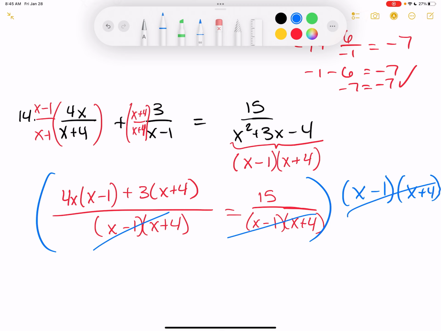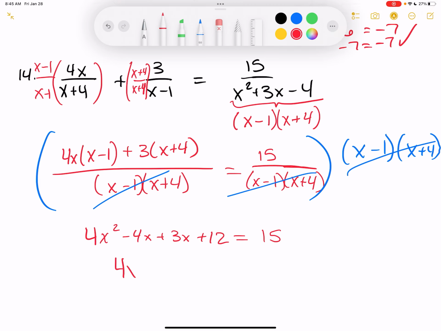I would have said the next step I would have done was the distributive property. We can go ahead and do that over here on the top stuff, just to save writing a step. I'll have 4x squared minus 4x plus 3x plus 12 is equal to 15. And then 4x squared minus x. Just because I need to get 0 on this side, I'm going to go ahead and subtract the 15 over.